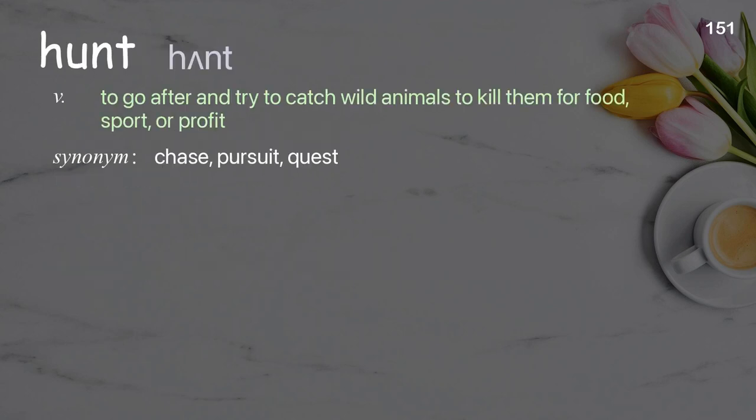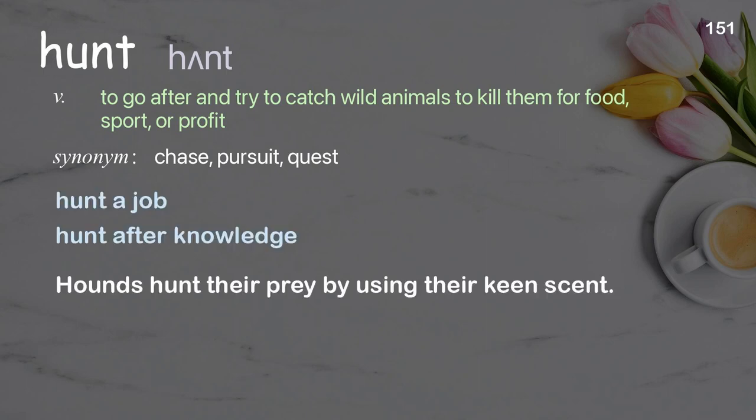Hunt. To go after and try to catch wild animals to kill them for food, sport, or profit. Examples. Hunt a job. Hunt after knowledge. Hounds hunt their prey by using their keen scent.